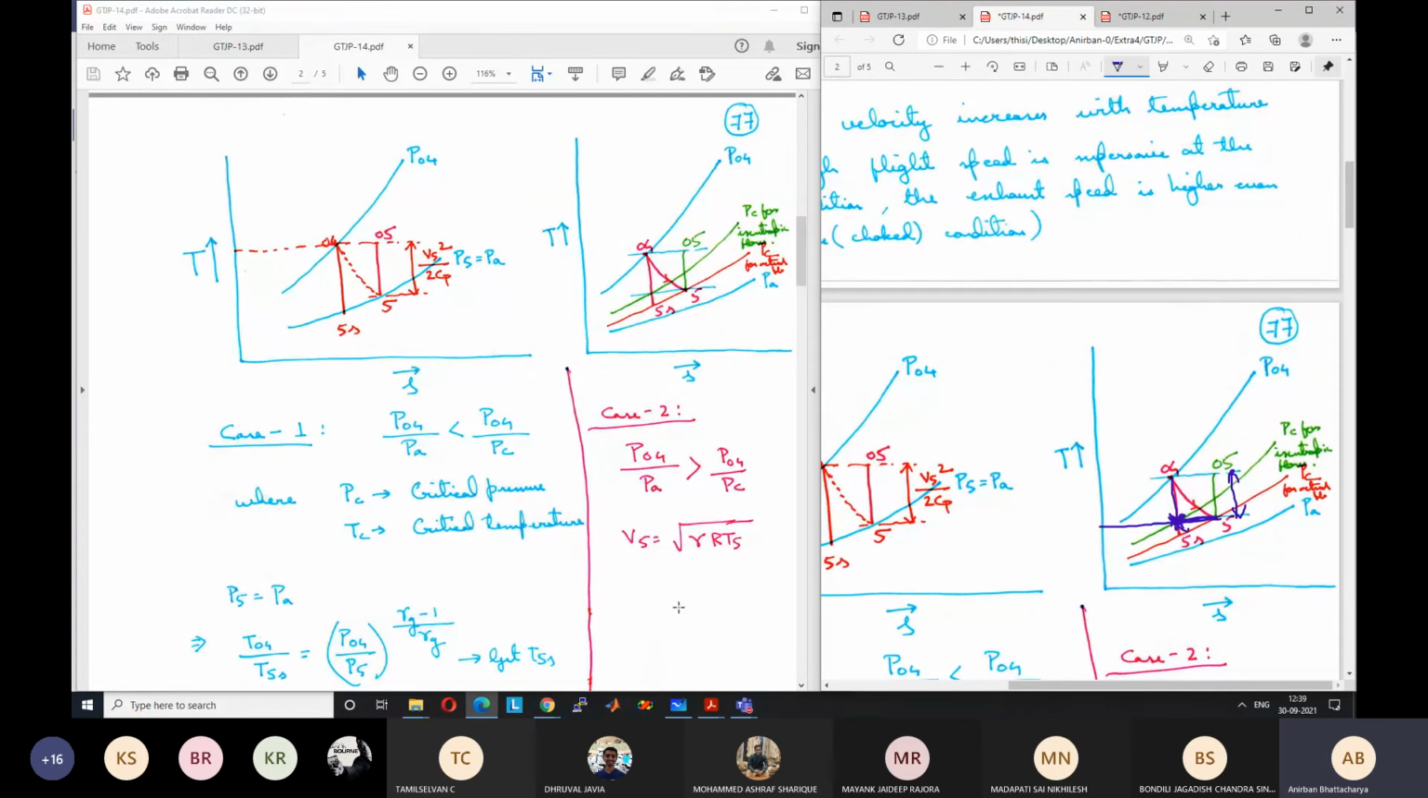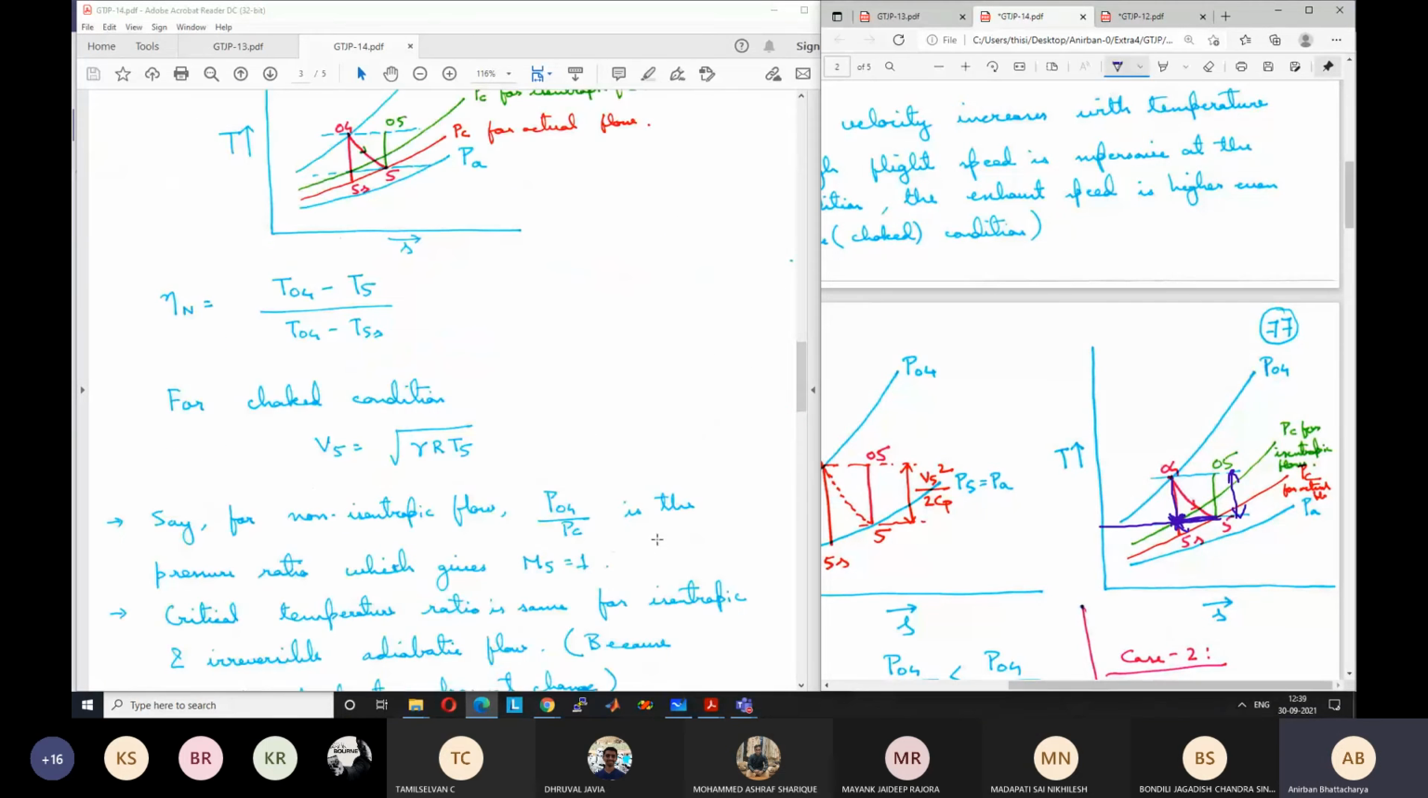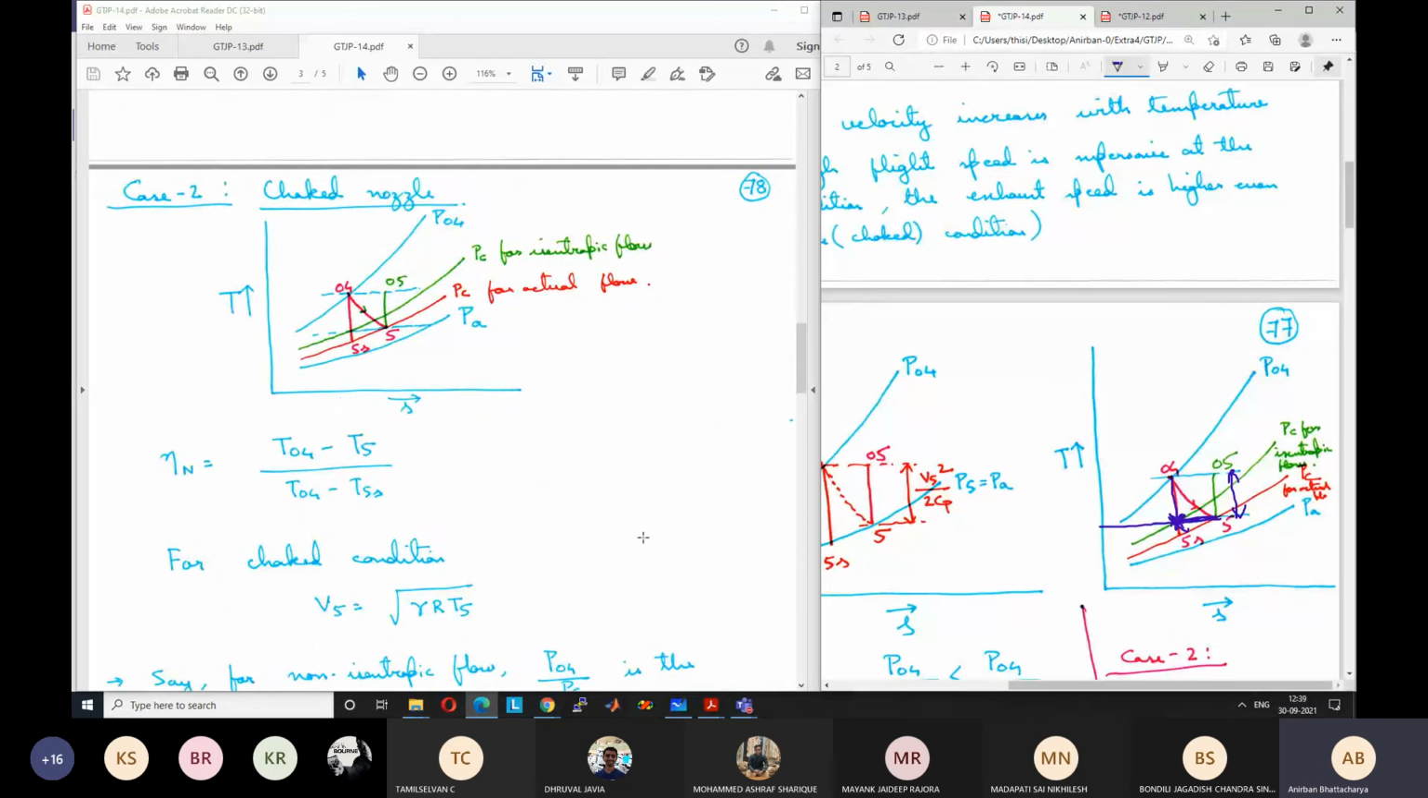So this is the same diagram. Choked condition. Efficiency of the nozzle is again defined in the same way. So actual change T04 minus T5 by the ideal change T04 minus T5s, assuming that we could have expanded to this point. We could not have expanded to this point, even if the nozzle was ideal. We would have stopped at this point because the nozzle would have reached the choked condition.